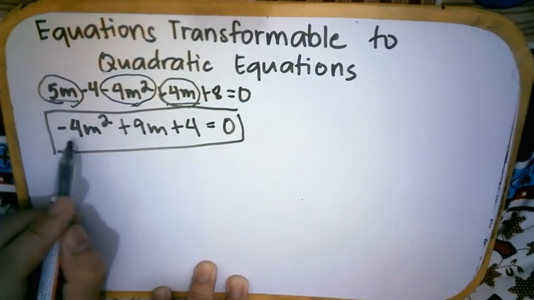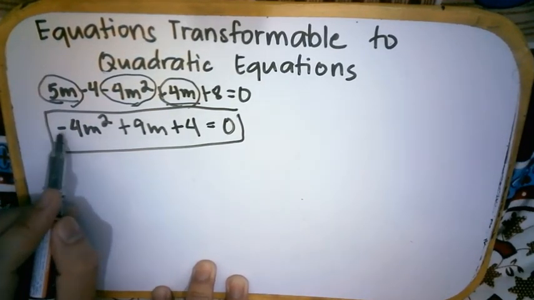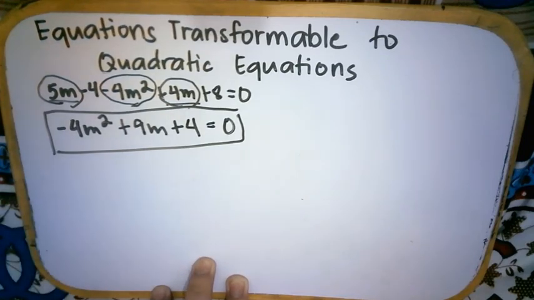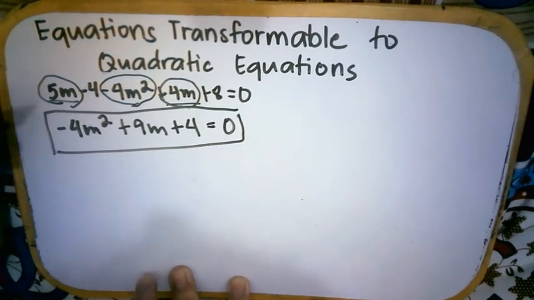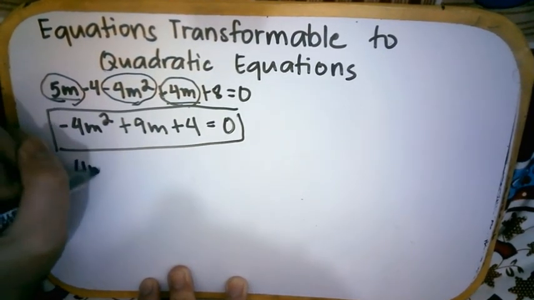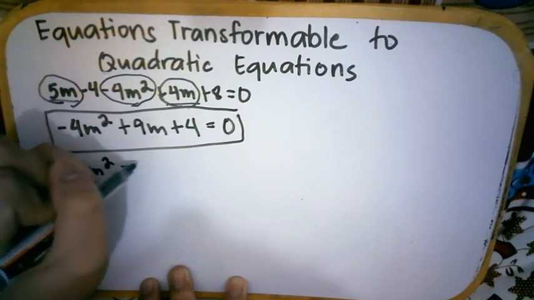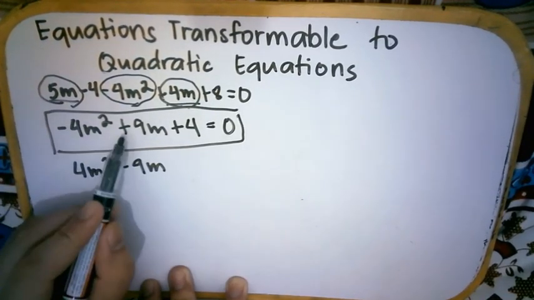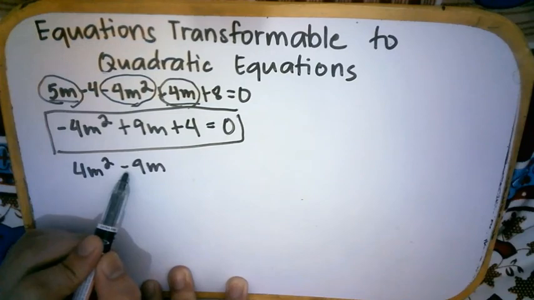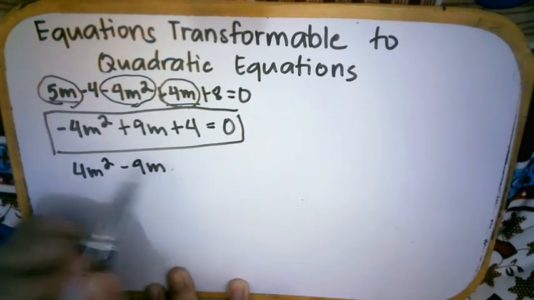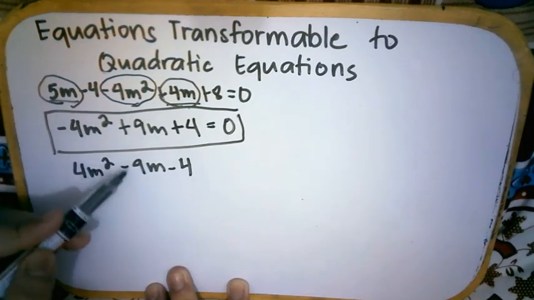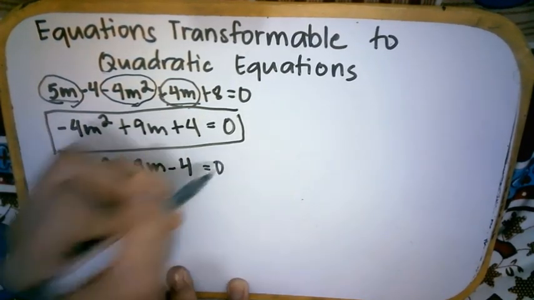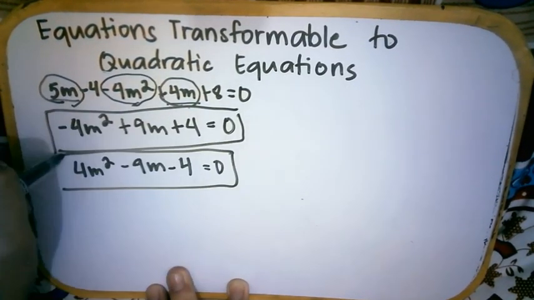Again, our quadratic term is negative. So we still have another possible answer. So what we're going to do is to change all the sign. So the other possible answer is 4m squared minus 9m. From positive, we made it negative, and then plus 4, so it will become minus 4. So binago lang natin yung sign, and then equal to 0. So this is also an acceptable answer.